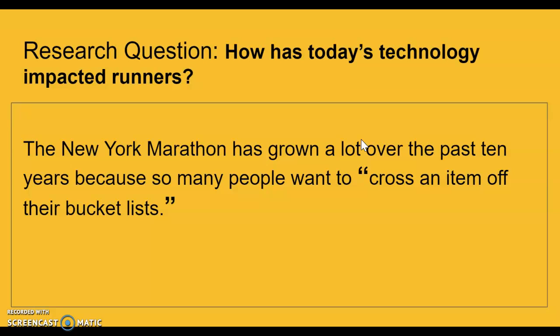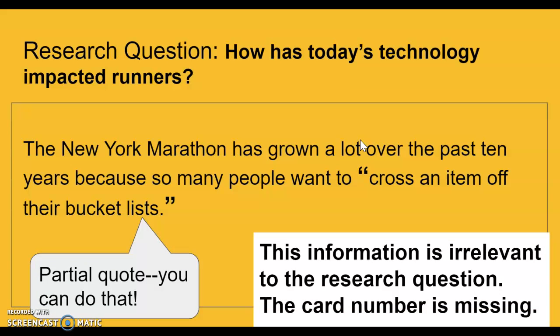Let's take a look at this note card. Consider the same research question. Pause the video and think about whether or not this is a good note card. This information is irrelevant to the research question. Also, the card number is missing. So when you get later on in the process and you have to write a draft, if you can't tell where the information comes from, you can't use it because you can't cite it, and that would be plagiarism. But I also want you to notice that this partial quote here is okay. You can paraphrase parts and then quote a little bit, and that's a good way to use information from a source as long as it's relevant and as long as you know where the information comes from.